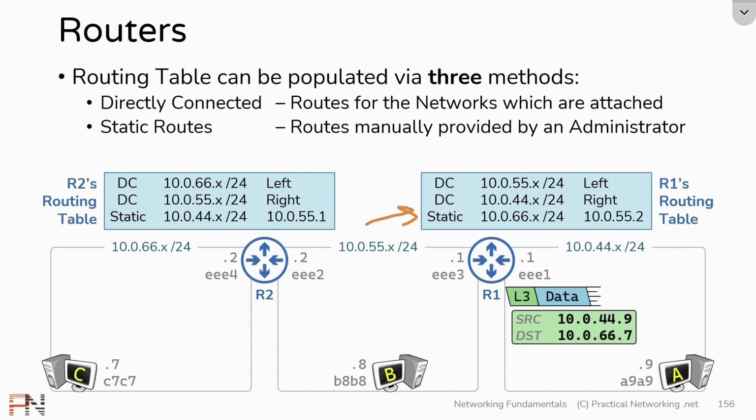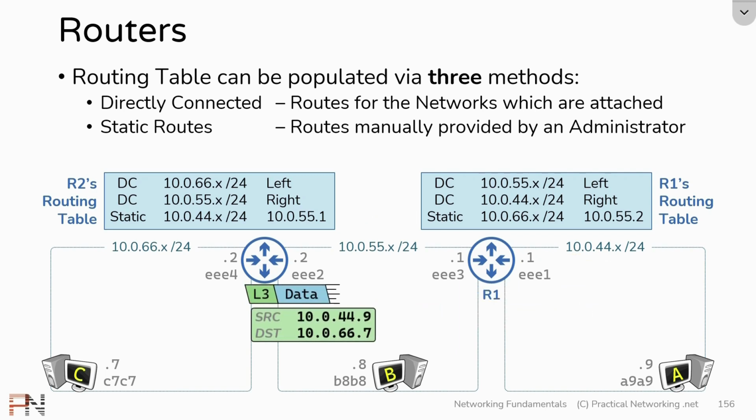With this static route, router 1 now has instructions on what to do with that packet, which is to send it to R2. R2 will then take a look at its routing table to determine that the 10.0.66 network is out the left interface, where it'll deliver the packet to host C.